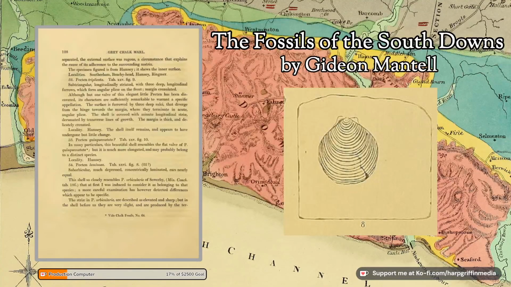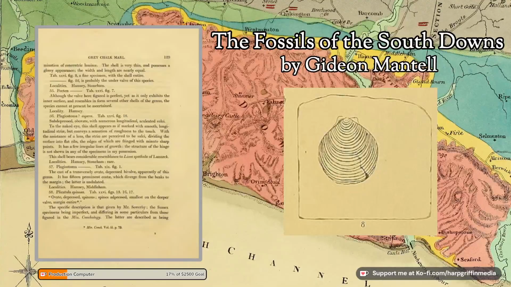The striae in P. orbicularis are described as elevated and sharp, but in the shell before us they are very slight, and are produced by the termination of concentric laminae. The shell is very thin and possesses a glossy appearance. The width and length are nearly equal. Tablet 26, Figure 8, a fine specimen, with the shell entire.